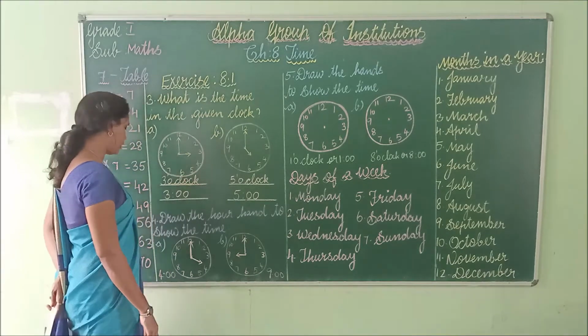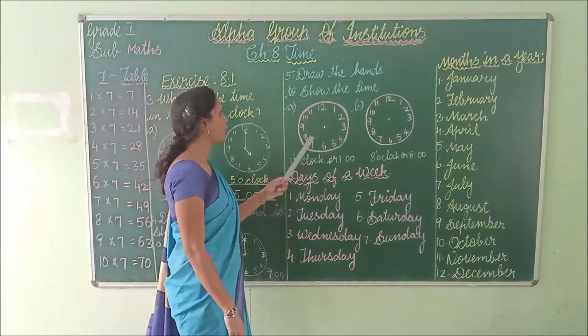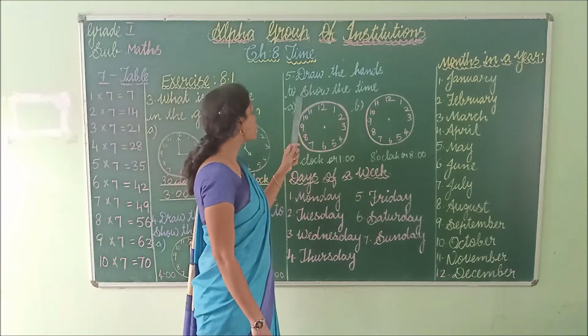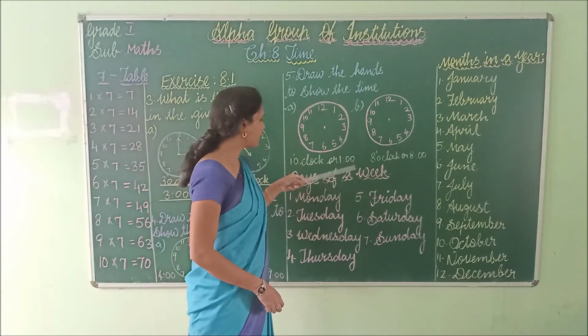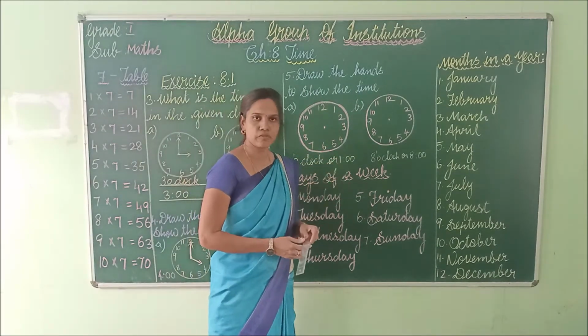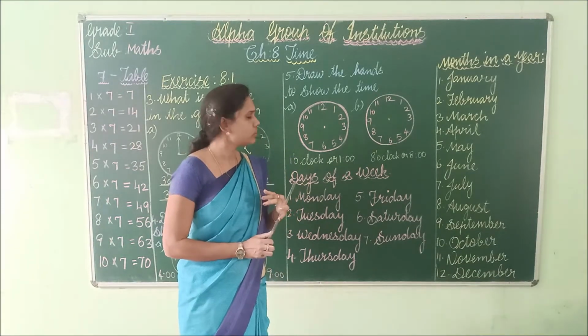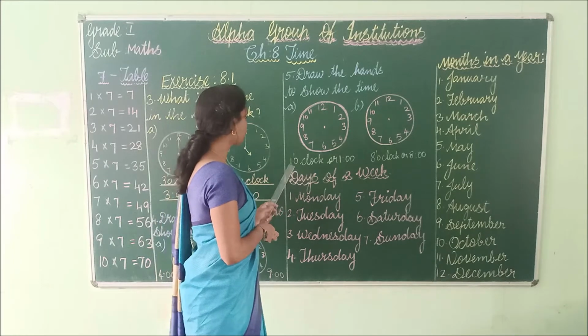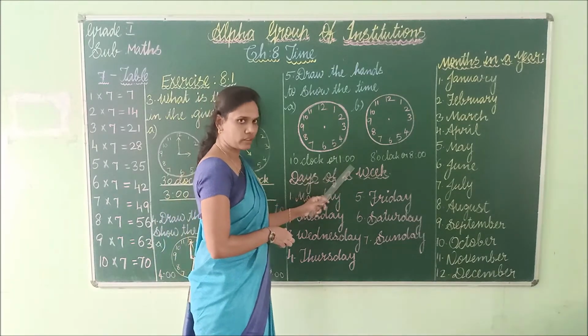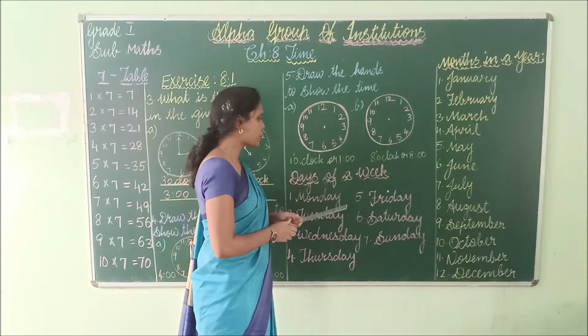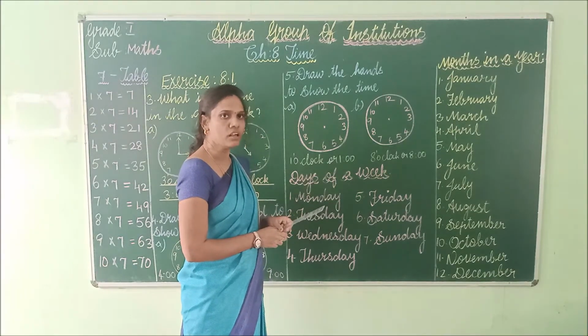Okay children, fine. See the next one. Draw the hands to show the time. Here they have given only the time. We have to draw short hand as well as long hand. Okay. See 1 o'clock or 1. Okay. So 1 o'clock. Where should point first? You have to draw the hour hand.